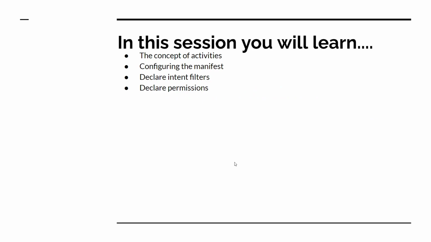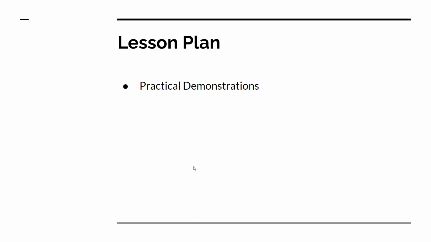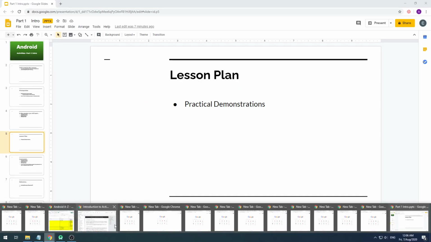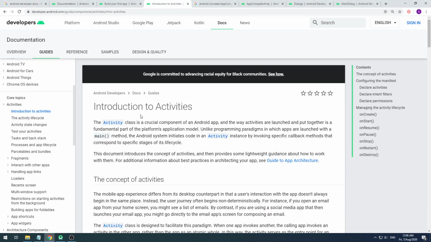In this session, you will be learning about the concept of activities, configuring the manifest file, declaring intent filters and declaring permissions. As usual, it will be discussed practically. So let's refer to the developer docs. If you look at the Android developer docs, you can see this section called core topics, activities, introduction to activities. So let's see what activities are.